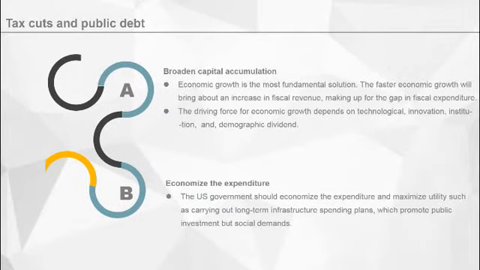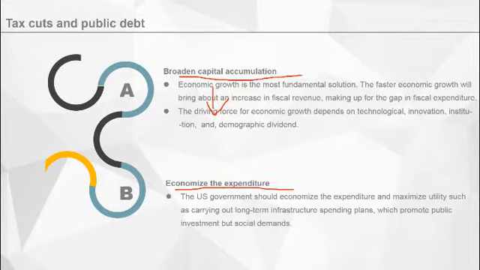Based on this scenario, I put forward two policy suggestions. The first one is to broaden capital accumulation. This is related to economic growth, because it is the most fundamental solution. So how do we improve economic growth? The driving force depends on technology, innovation, and the demographic dividend.